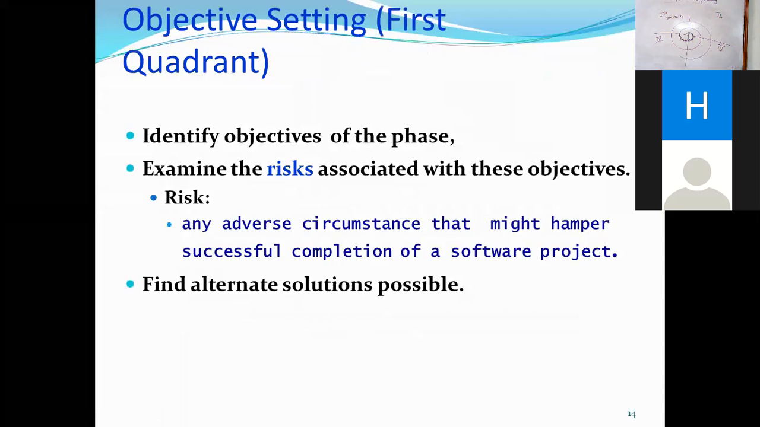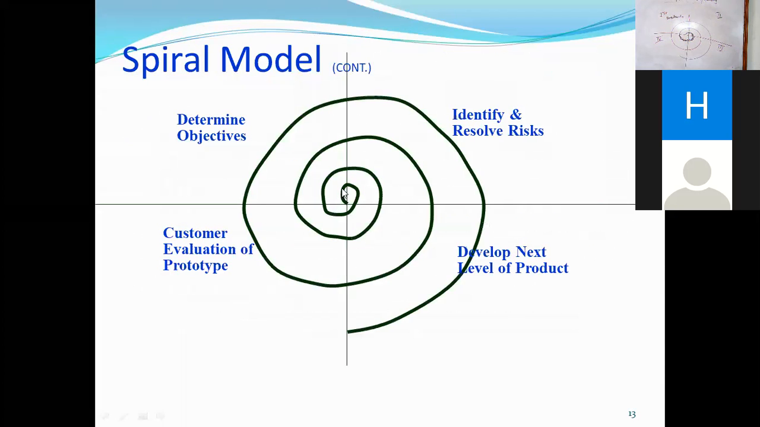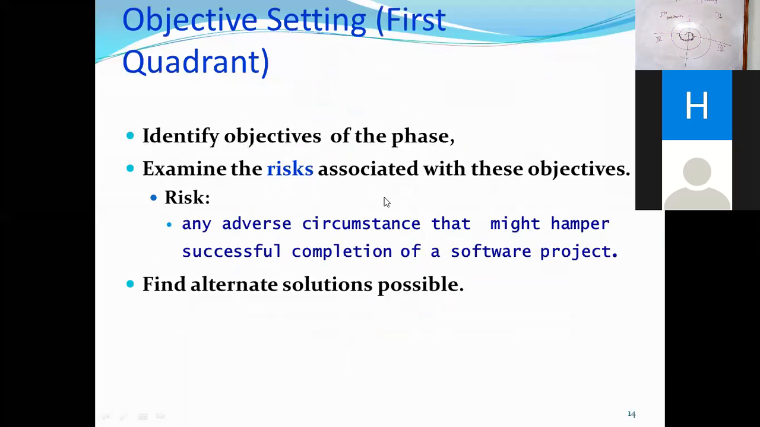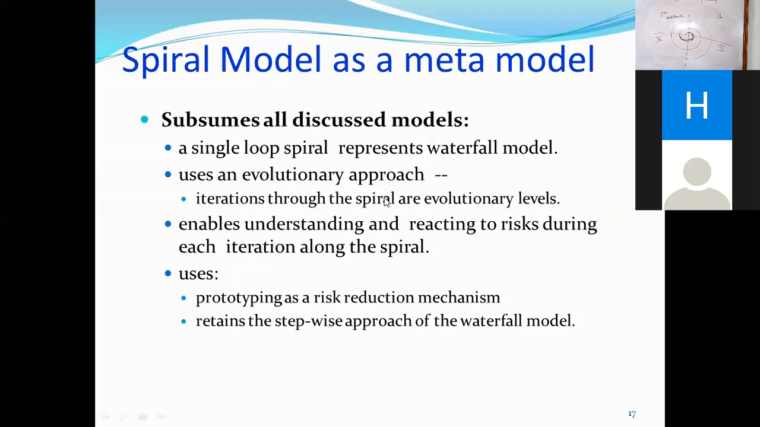You have developed the first layer, and after developing this second layer, you realize that this is not according to customer requirement. What you can do is you can destroy this layer. So developing and destroying such kind of things means you are doing a prototyping kind of approach. So this way you are using the prototyping model, as it retains the stepwise approach of the waterfall model.